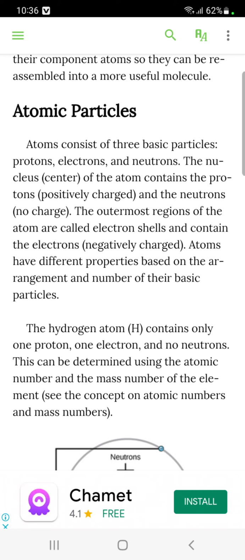Atomic particles. Atoms consist of 3 basic particles: protons, electrons, and neutrons. The nucleus, the center of the atom, contains the protons, positively charged, and the neutrons, no charge. You can say no charge means neutral. The outermost region of the atom is called the electron shells and contains the electrons, negatively charged. Atoms have different properties based on the arrangement and number of their basic particles.